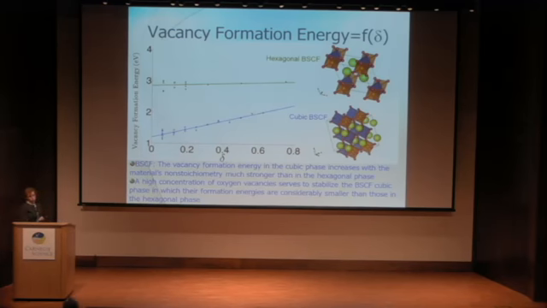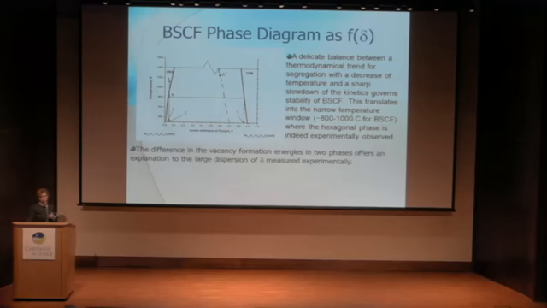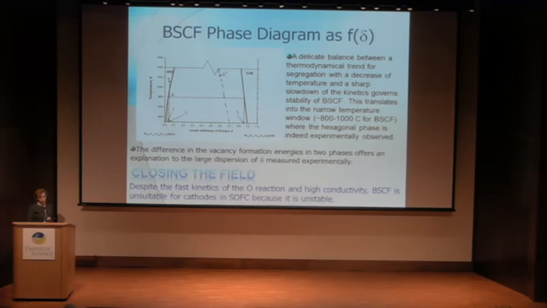We also prepared a phase diagram based on ab initio thermodynamics, which more or less surprisingly shows that we are very close to the experimental range in which the stable phase is observed. Based on the results and approximations, which are pretty rough, we did not expect it to be that close to experiment and reproduce the experiment as closely as we did, but that was the observation. So the difference in the vacancy formation energy in the two phases also offers an explanation for the large dispersion of delta measured experimentally.